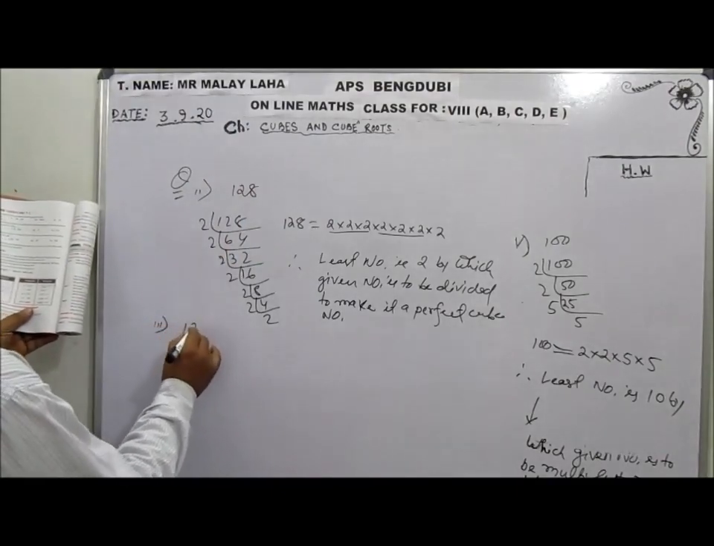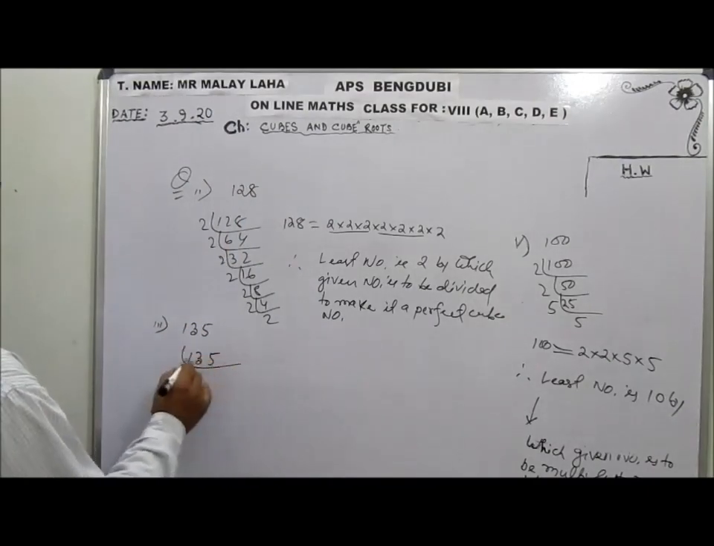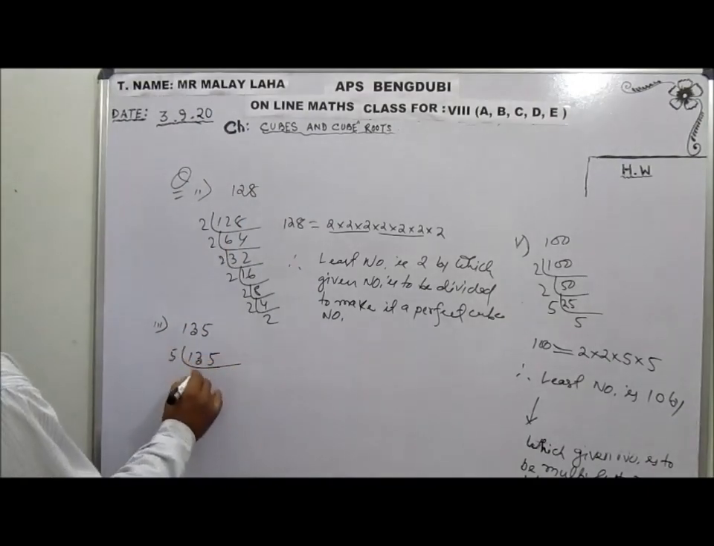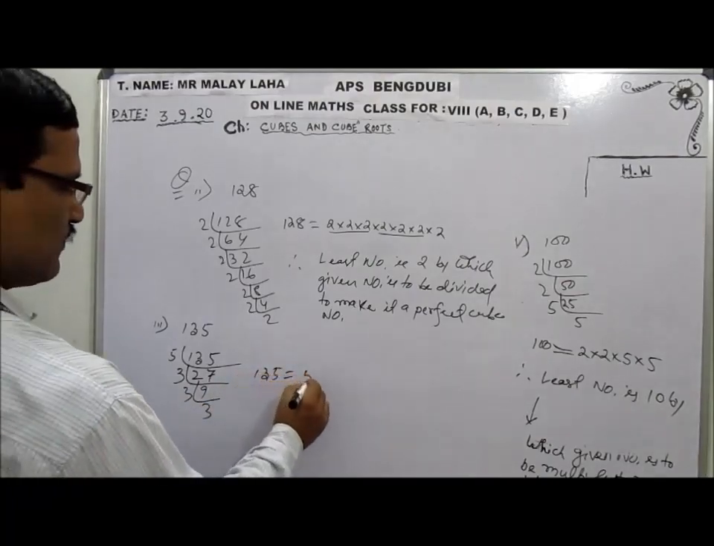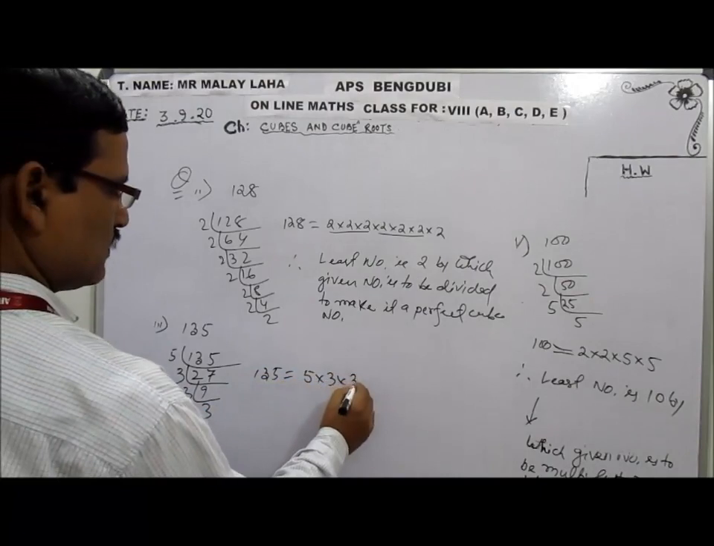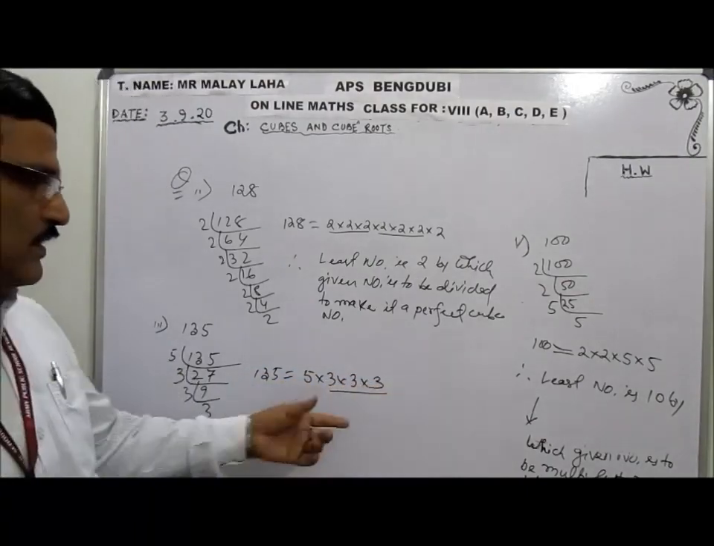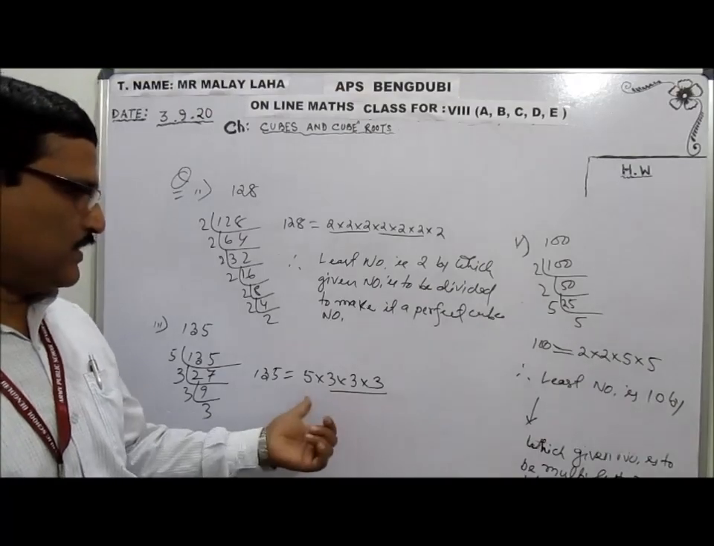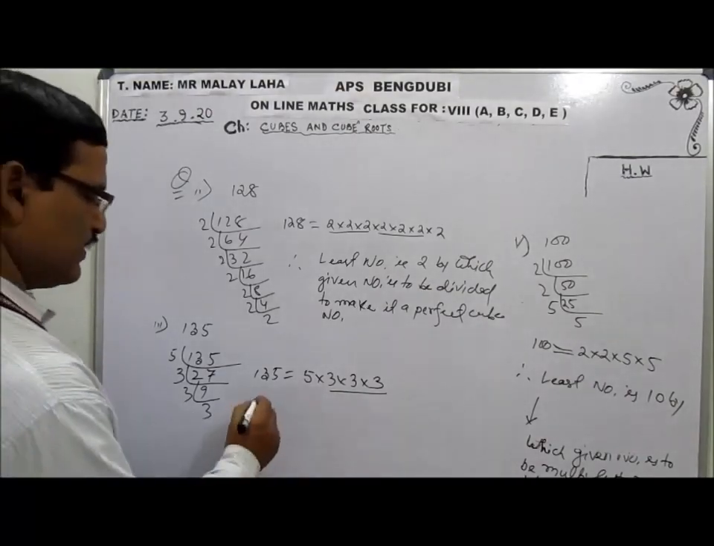Now coming to the next, third, is 135. So find out the factors of 135. 135 equals 5 into 3 into 3 into 3. So we have a group of 3s, but 5 is extra, so we have to remove it.